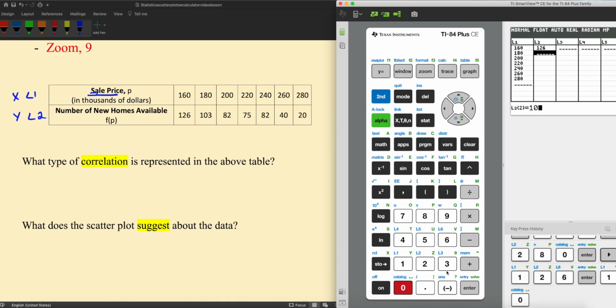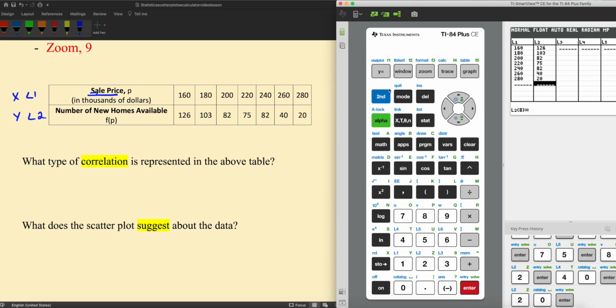It's 103. It's 82. It's 75. It's 82. It's 40. And it is 20. So there you go. Check before you go through. Make sure you have the same amount of numbers in both columns.